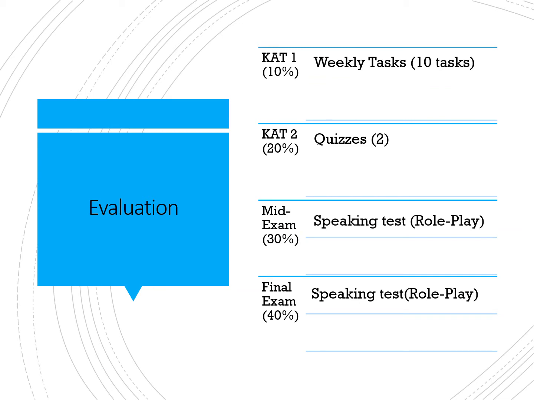Okay, these slides explain how you are going to be evaluated. There are 4 components that I will use to evaluate your performance in this course. The first one is Cut 1, which values 10%. Cut 1 includes 10 different weekly tasks. So you are going to submit 1 task per week. If you submit 1 task, you will get 1 point. If you submit 10 tasks, you will get 10 points of your overall score.